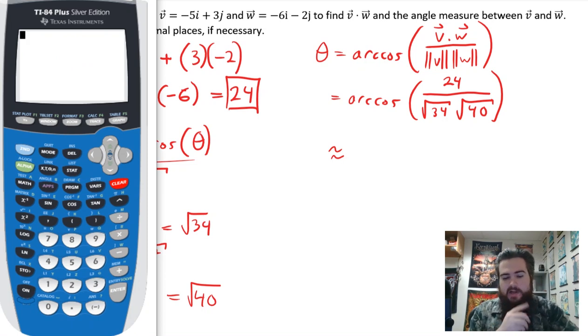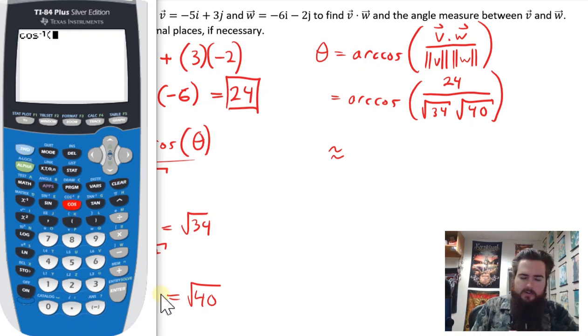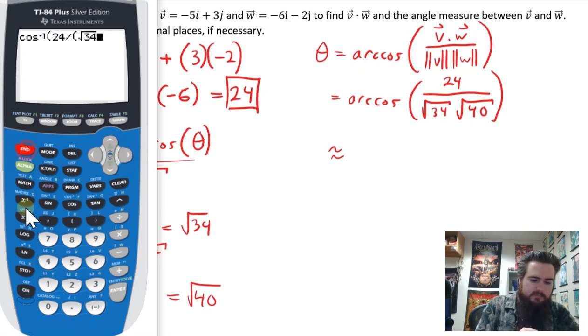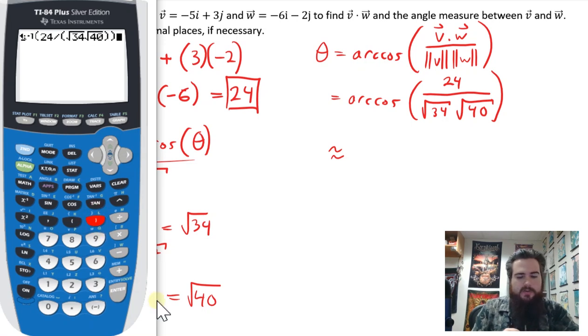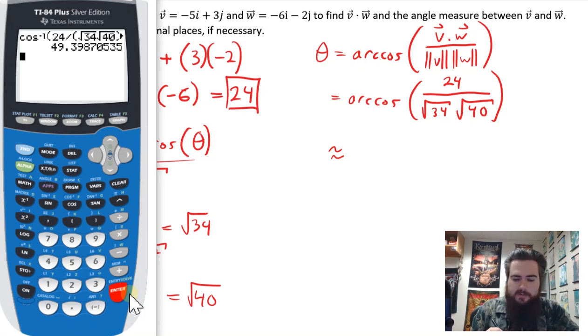If I bring up a calculator, I'm going to do this in degree mode, so do make sure that you are in that same mode to match here. We have arc cosine of 24 divided by these two values multiplied, so square root of 34 times the square root of 40. Do make sure you're careful with things like parentheses to make sure that the square root of 40 is indeed in the denominator there. That gives us an angle measure of about 49.40 degrees, to 2 decimal places.